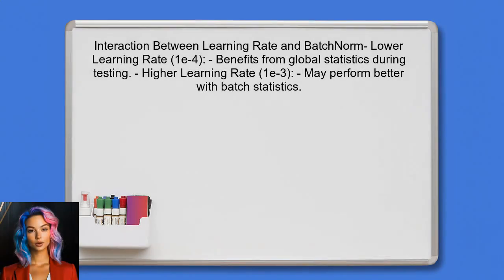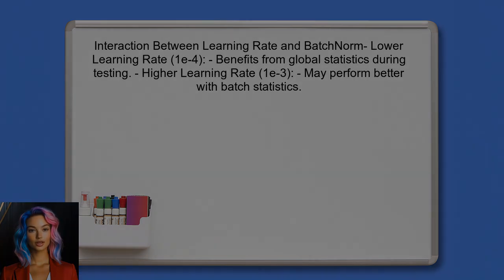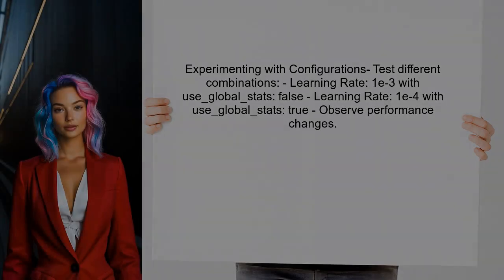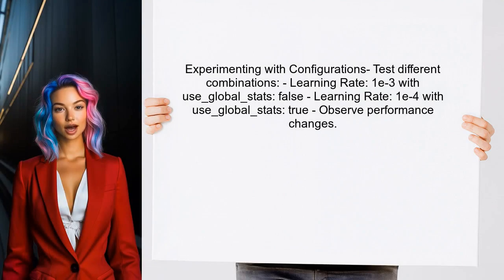The user should also consider the interaction between the learning rate and the batch norm settings. When using a lower learning rate, the model may benefit from the stability provided by using global statistics during testing. Finally, the user should experiment with different configurations. Testing various combinations of learning rates and batch norm settings can provide insights into how these factors influence model performance.